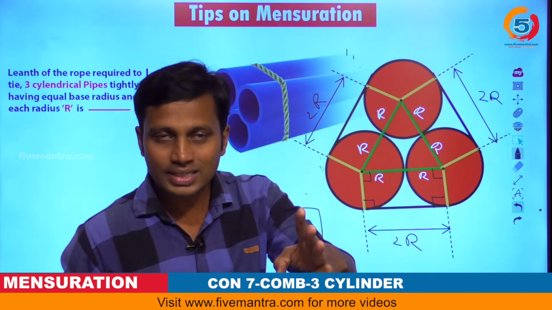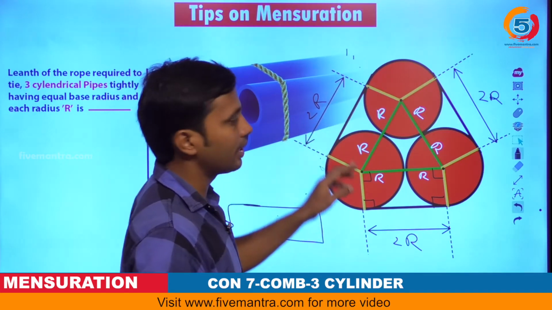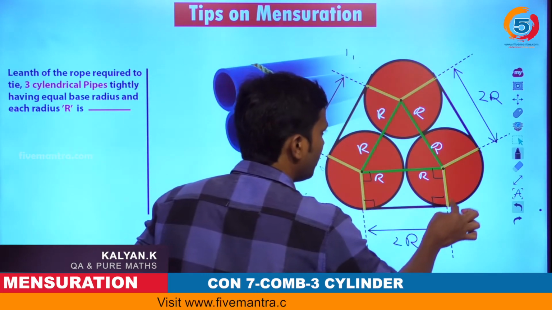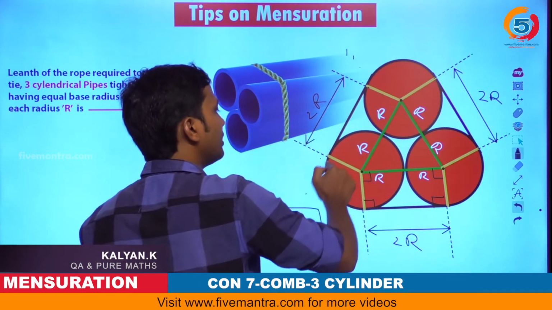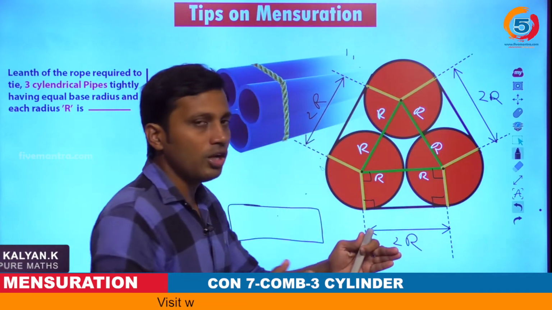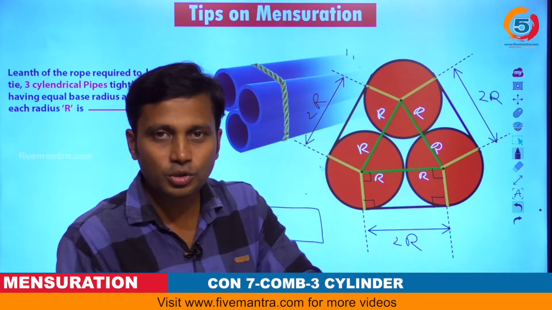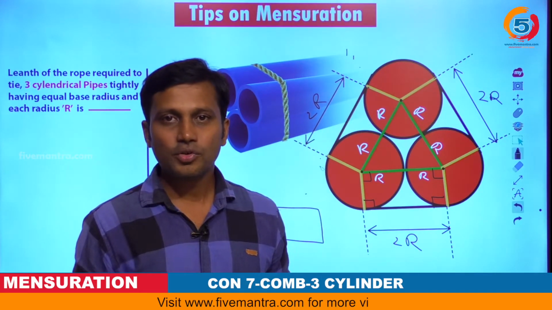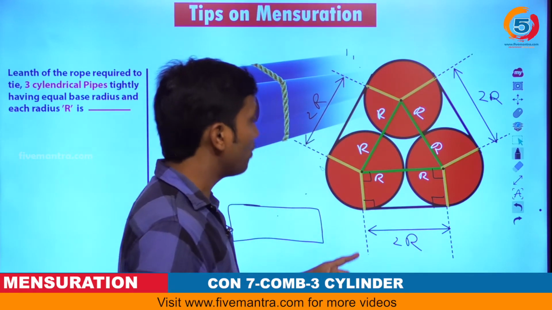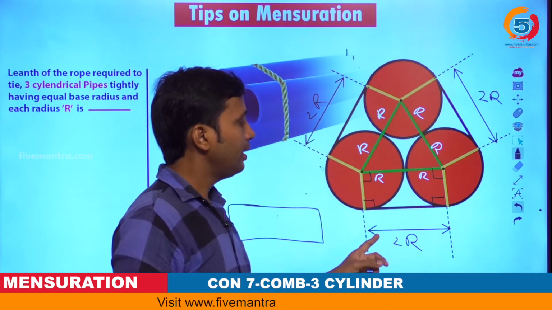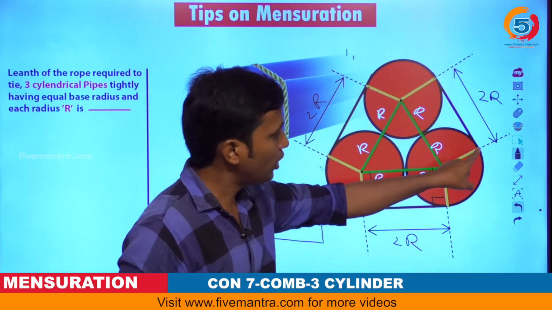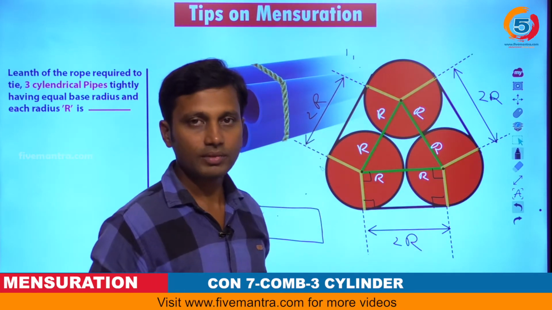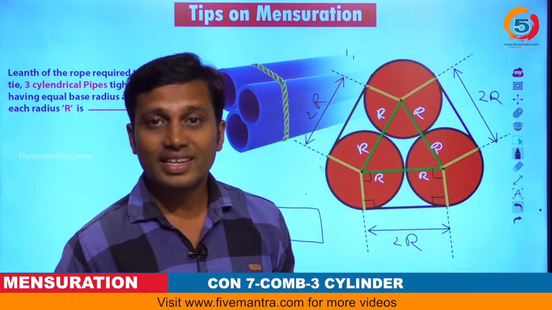So 3 arcs, and here 3 2r's. Understood? So this 2r, this 2r, this 2r, this arc, and this arc, all should be added together to get the total length of the rope. That is our question. So now we have got here these 2r's, but what about the length of the arc? Arc means this curved part. That is the length of arc.